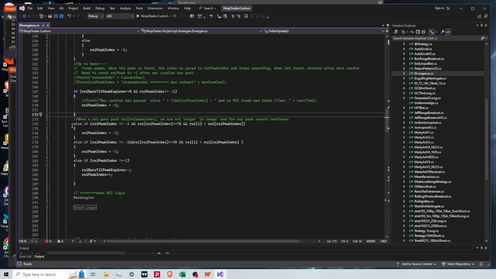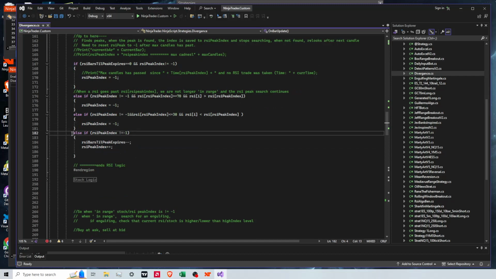Then here, this is if the RSI makes a peak, but then it goes past that peak. Then we're no longer searching for an engulfing. So this will reset it back to -1. Same thing in the opposite direction.